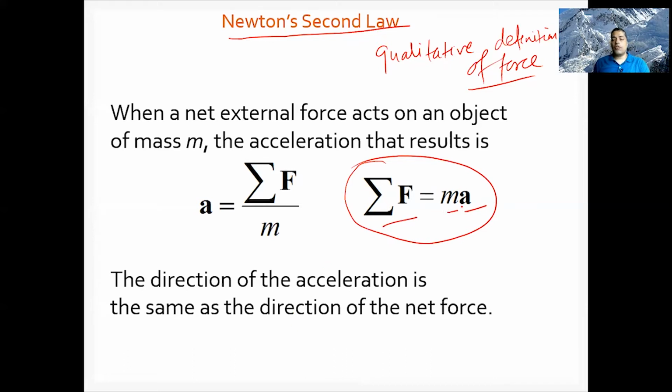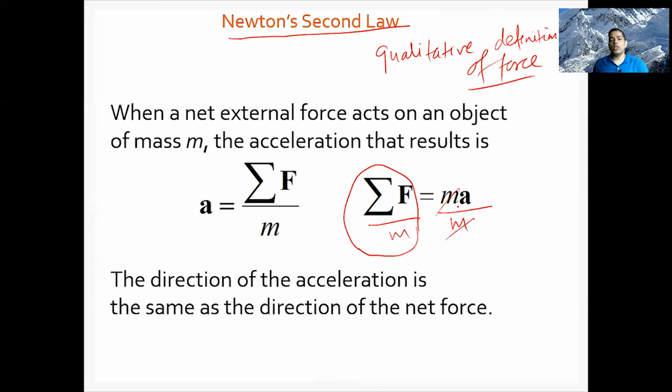Then from this equation, what is your a? Divide both sides by m. What do you get? You get net force over m, which gives you a. So acceleration is net force divided by m. You know the force is a vector, right? And so is acceleration, right? So what is the direction of acceleration? If the force is upward, then acceleration is upward, meaning the direction of acceleration is the same as the direction of the net force.